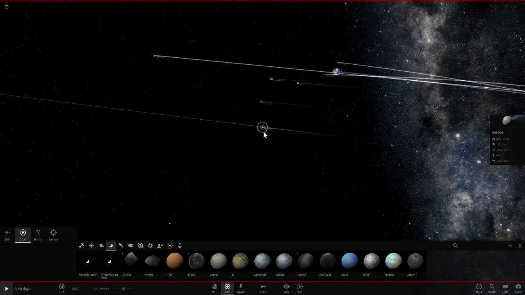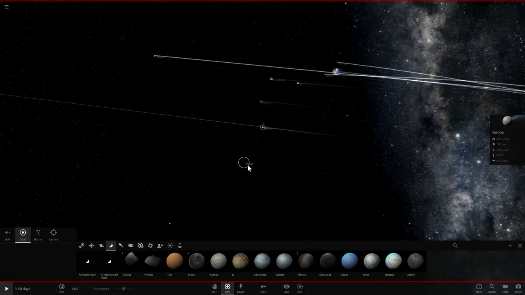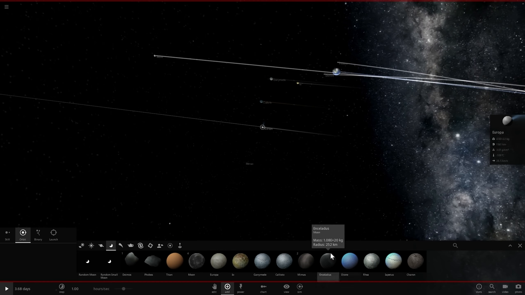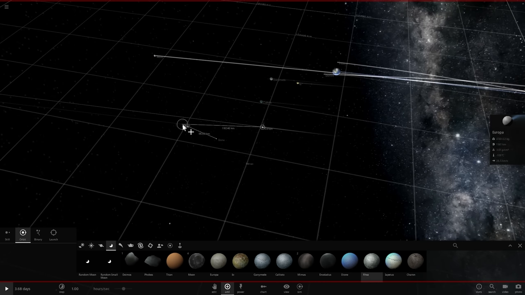Let's go with Saturn. Saturn is next, and here we actually have six moons. Let's start with some of the minor ones. We have a moon called Mimas. This one actually kind of looks like the Death Star from Star Wars, but unfortunately not in this game because it doesn't have enough textures. We have moons called Dione and Rhea. And these are all ice moons, very similar to Europa.